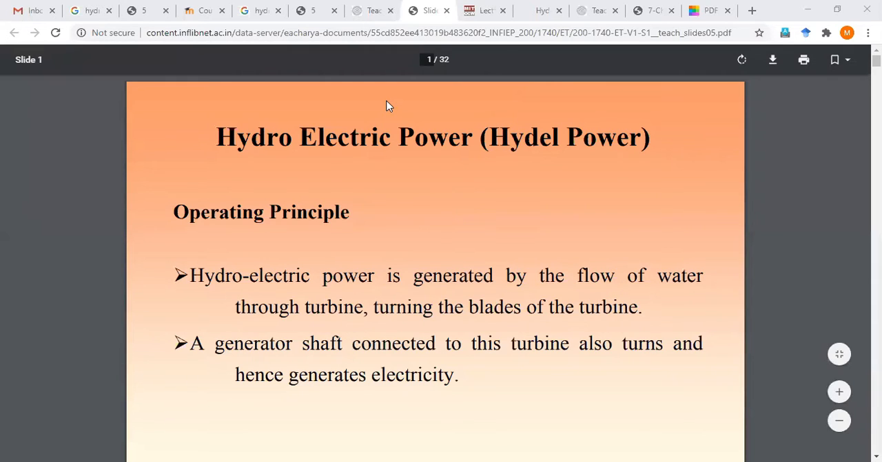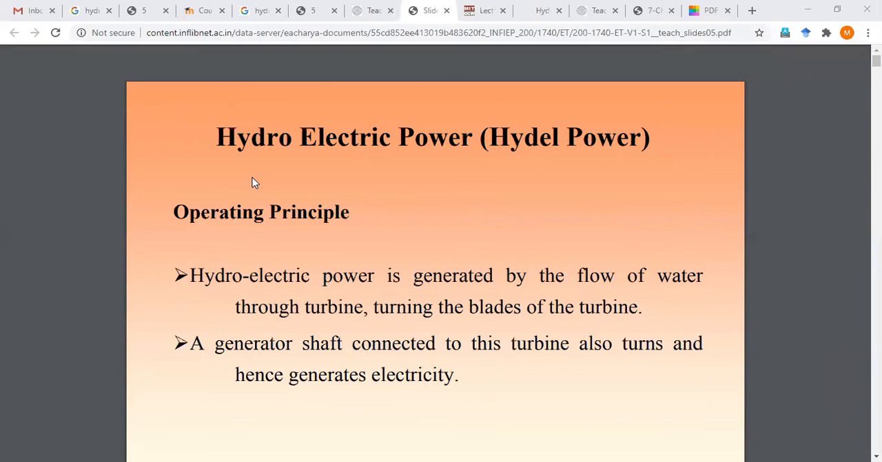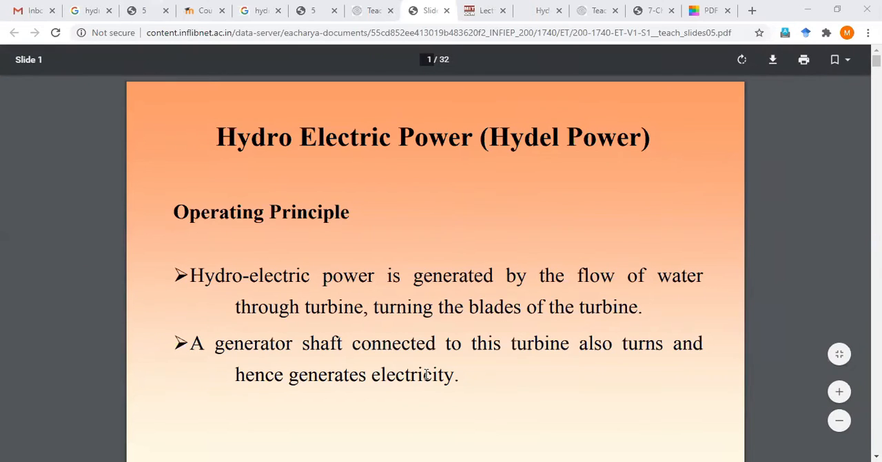As its name indicates, conventional: with the help of conventional methods or conventional fuels, we are generating electrical power. That's why those plants are called conventional power plants. Among conventional power plants, the prime ones are the hydroelectric power plant, thermal power plant, and nuclear power plant, because almost right from the starting, we have been using thermal and hydroelectric power plants to generate electricity.